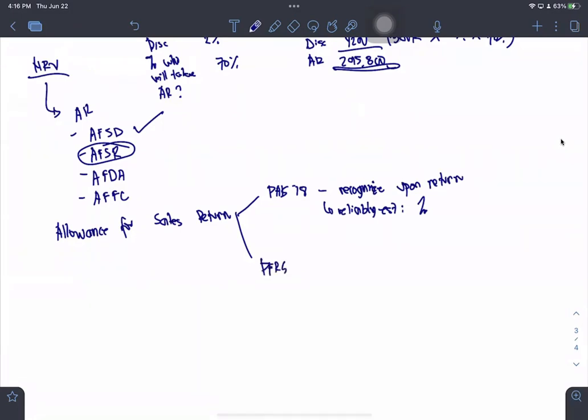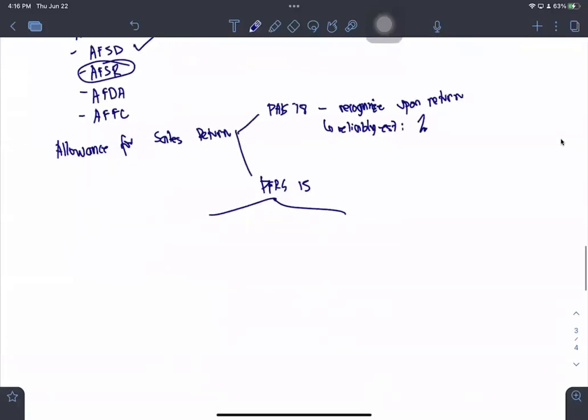Now, we are under PFRS 15. So under PFRS 15, how do we account for it? Under PFRS 15, we account whether we can estimate the return, right? Whether we can estimate the return or we cannot estimate. If you can estimate, then we can recognize a revenue. If you cannot estimate, then you cannot recognize revenue. So there is revenue if you can estimate, and if you cannot estimate, no revenue.